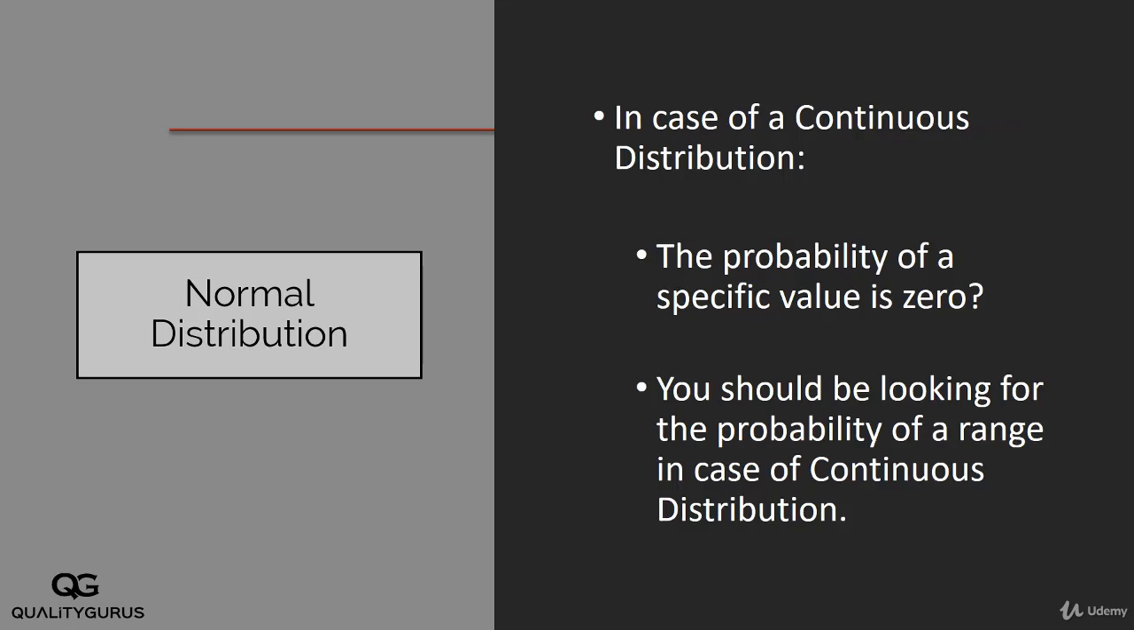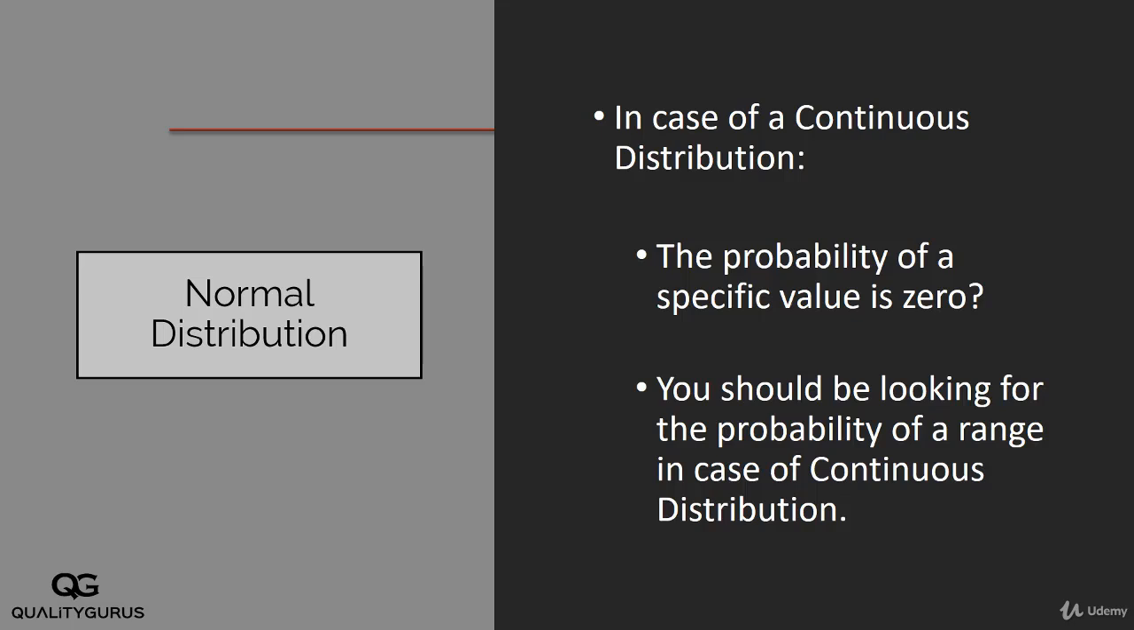In normal distribution, the probability of a specific value is 0. Think about the binomial distribution. When we talked about binomial distribution and when we flipped 10 coins, we said that the probability of getting 5 heads was 0.25. So we could find out the probability of a specific value. Specific value was 5 heads. But when you look at normal distribution, you don't find out the probability of a specific value.